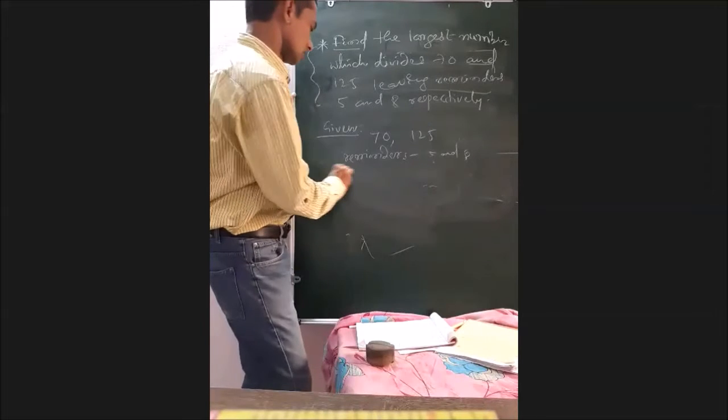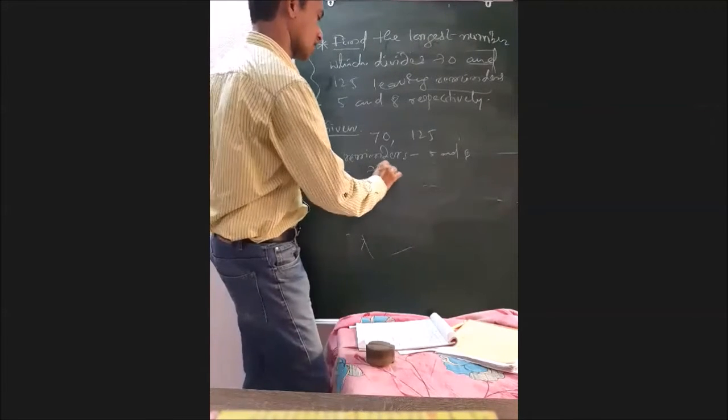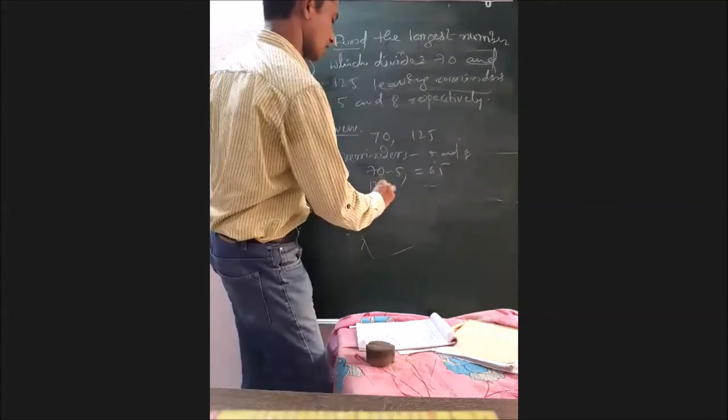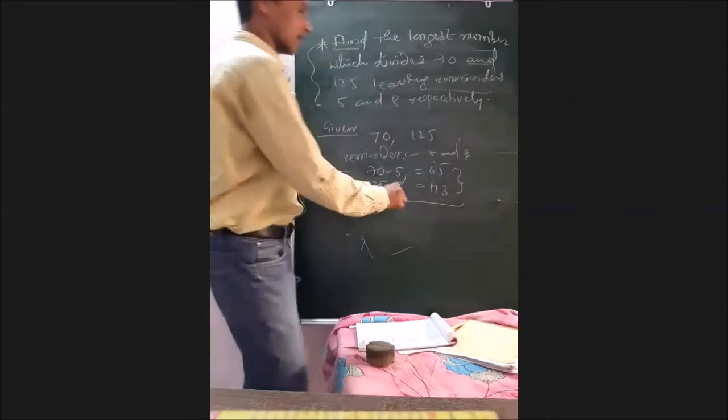Then the original numbers will come what? 70 minus 5 is equal to 65. 125 minus 8 is equal to 117. Now what has he asked?